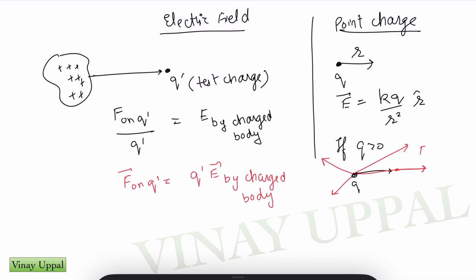These are all my electric field lines. And if charge is negative, you can see electric field will be negative r cap, in the same direction as negative r cap. So that means the electric field will be pointing towards the negative charge. Now let's look at the first example in this chapter. Let's just revisit that.